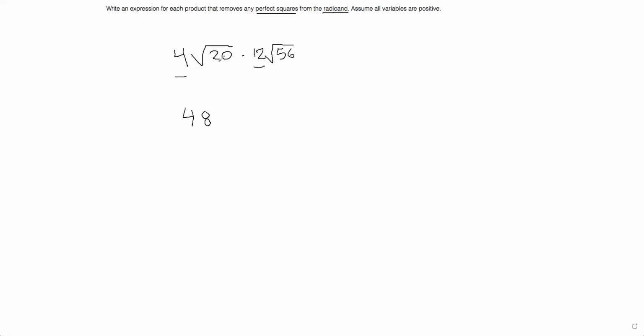So I want to see if we can rewrite square root of 20 and see if we can take out any perfect squares. So 20 is the same as 4 times 5. Square root of 4 is 2. So we have 2 times square root of 5 as being equivalent to square root of 20. And then we have square root of 56.